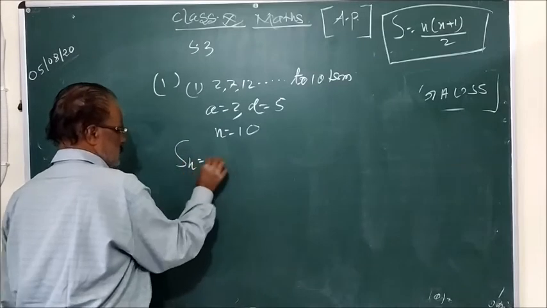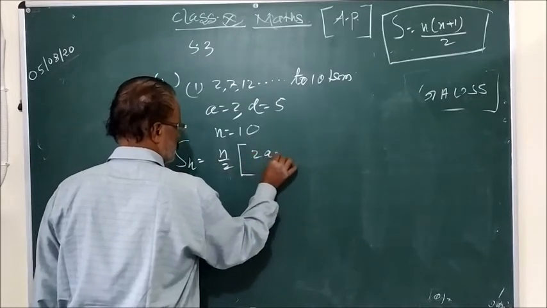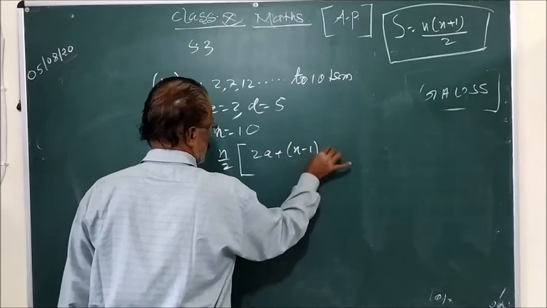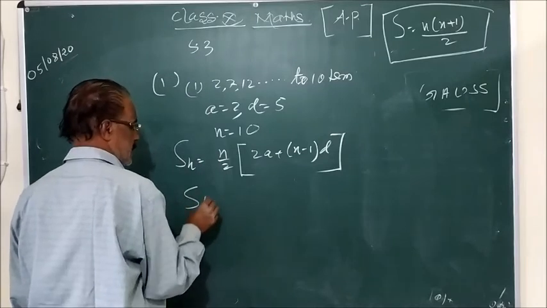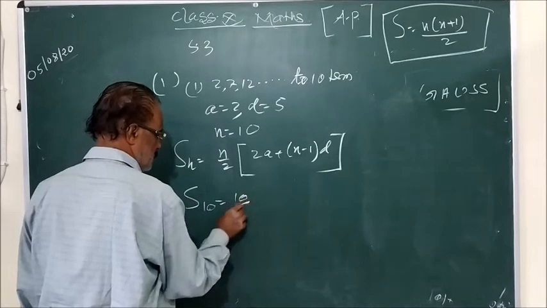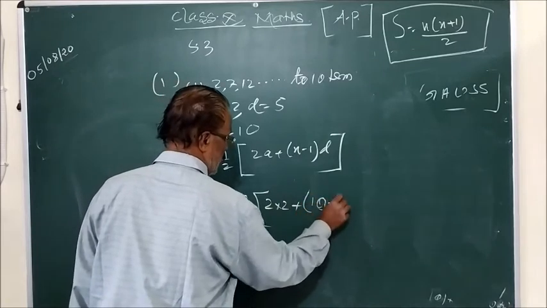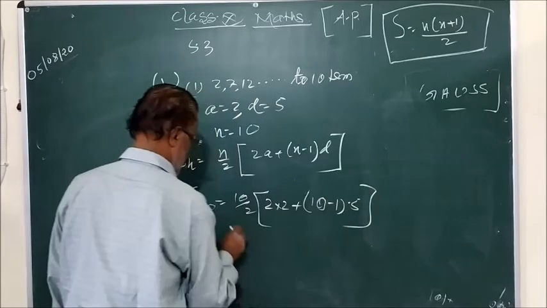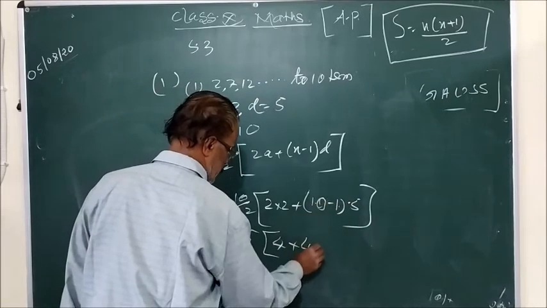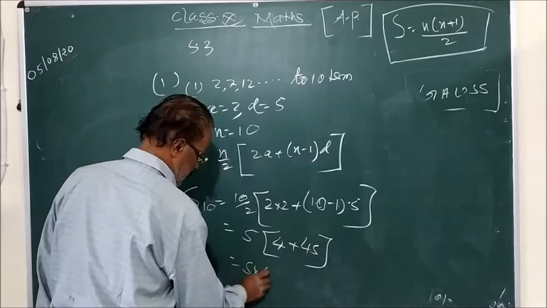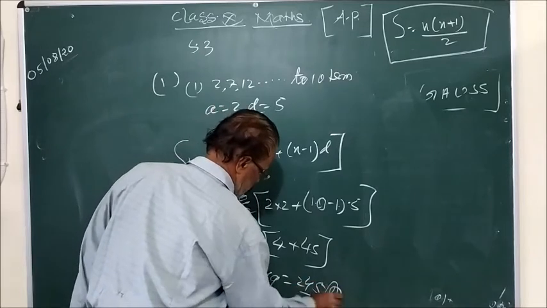You write the formula as S_n is equal to n by 2 into (2a plus (n minus 1) into d). So you will write n as 10, which indicates the sum of 10 terms. 10 by 2, 2a is 2 into 2, plus 10 minus 1 into d, which is 5. So this will be 5 and this will be 4 plus 9 into 5, 45. 5 into 49, 5 into 45 is 225 and 5 into 4 is 20, total 245. This is the answer.